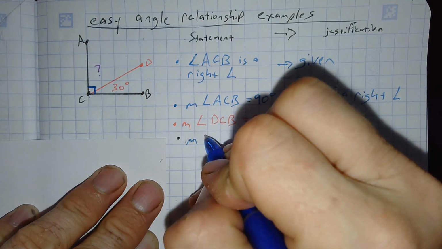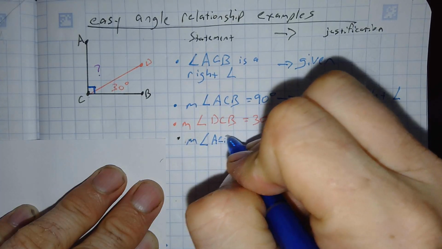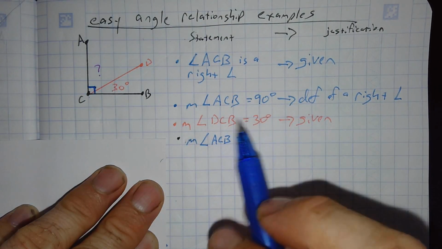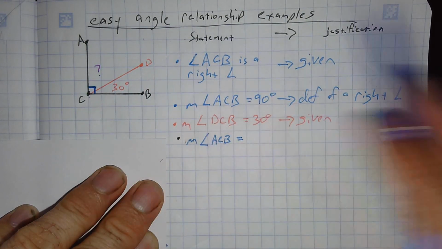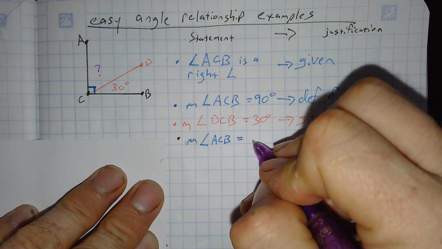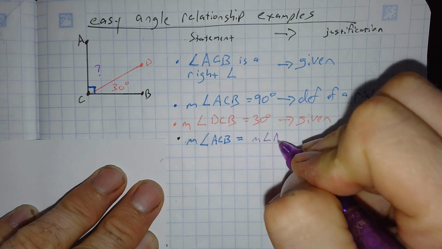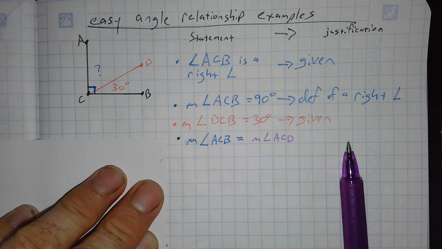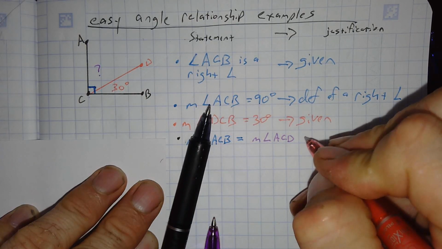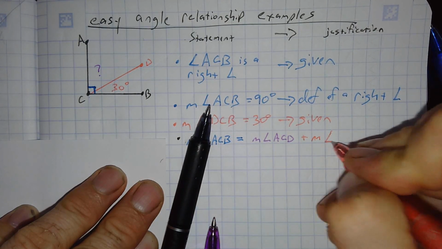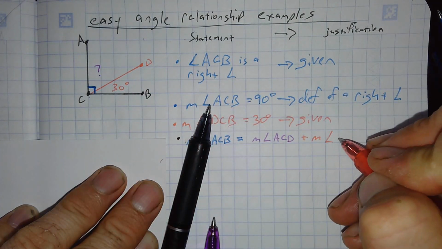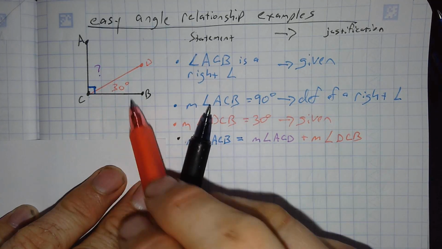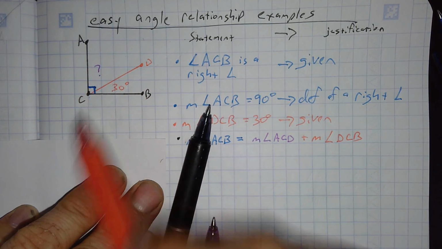The measure of angle ACB is going to be equal to the measure of angle ACD, which is the purple one, which has a question mark, plus the measure of angle DCB. So my purple angle plus my red angle equals my blue angle.